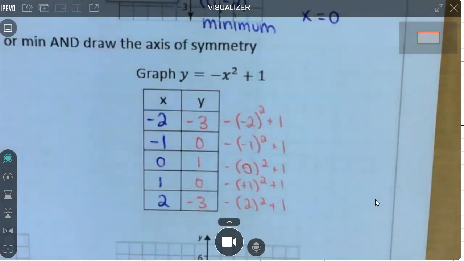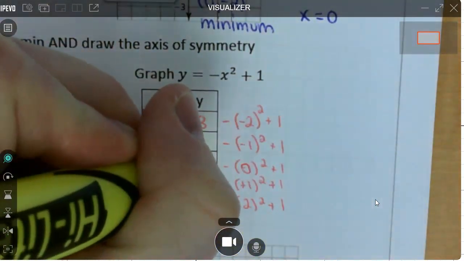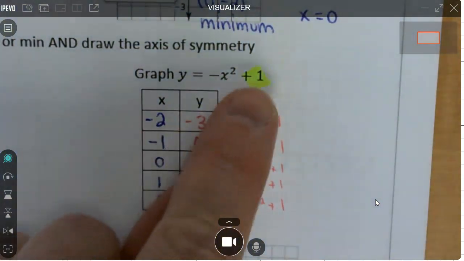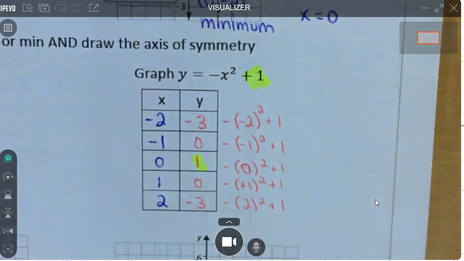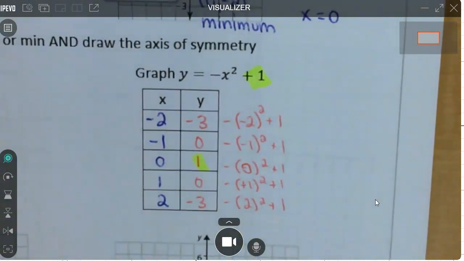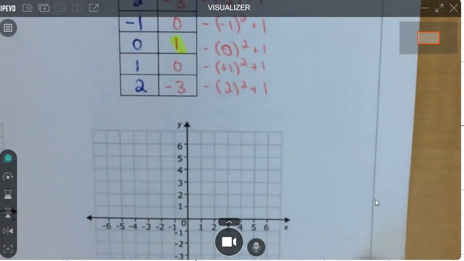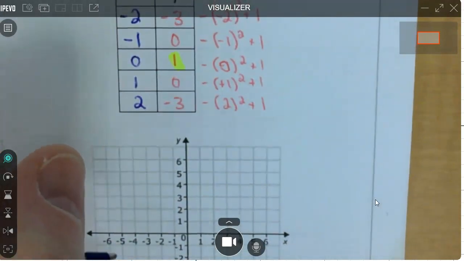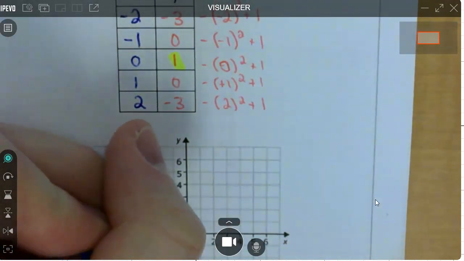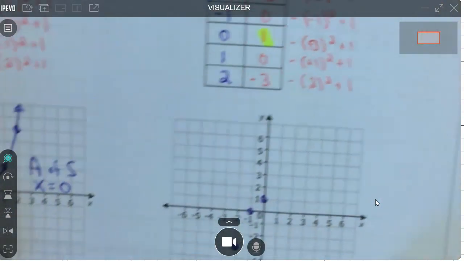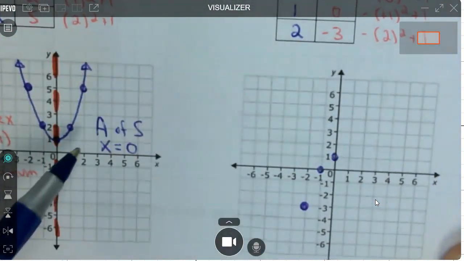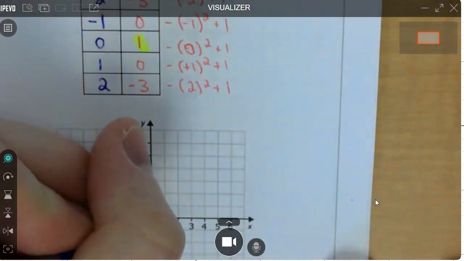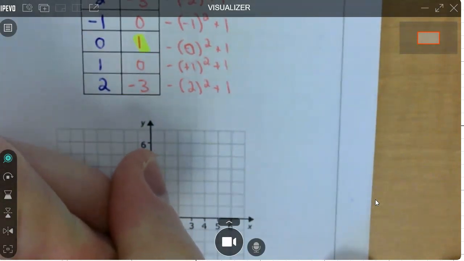And then this number right here, notice, and you'll see this throughout these, this just matches whatever that is. Every single time, the C value is what automatically goes here. So it's kind of a little shortcut we can use. So now let's plot these 5 points. We're at -2, -3, down there. Then we're at -1, 0, 0, 1. Same exact vertex as we had over here. We just know it's going to be opening downward instead of upward. And then we're at 1, 0, and 2, -3.